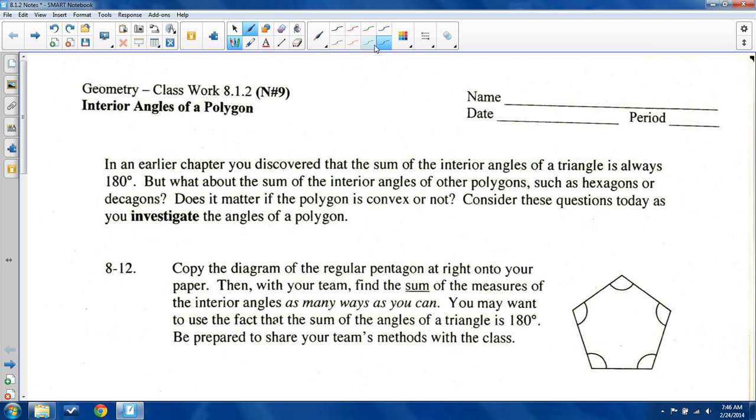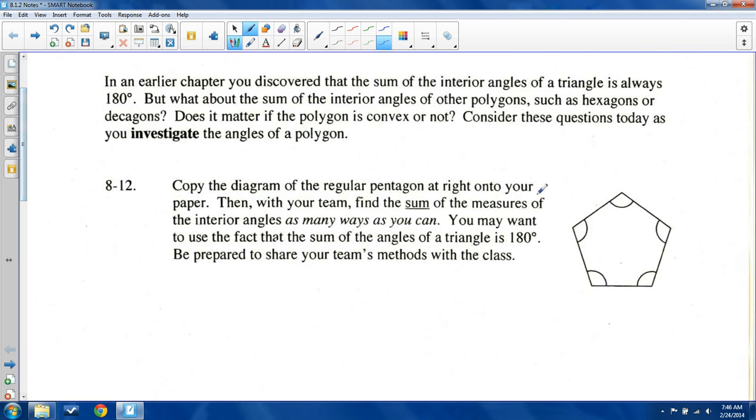Okay, this is section 812, or notes number 9 here, working with interior angles of a polygon. Now, the interior angles are the ones inside the polygon. Alright, so we're talking about these guys, the ones with arcs. Those are interior angles, and I'm going to give you a brief preface on things called exterior angles as well, which are not these, by the way. They are on the outside, but here we go.